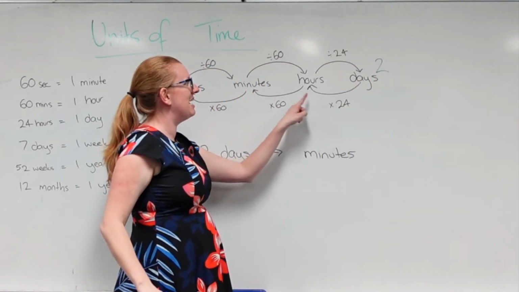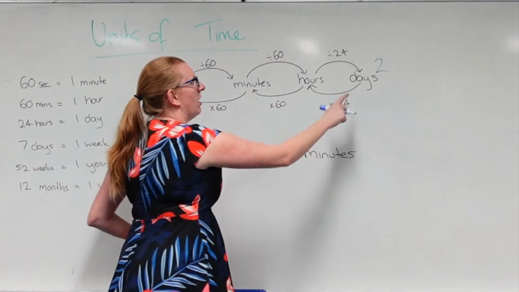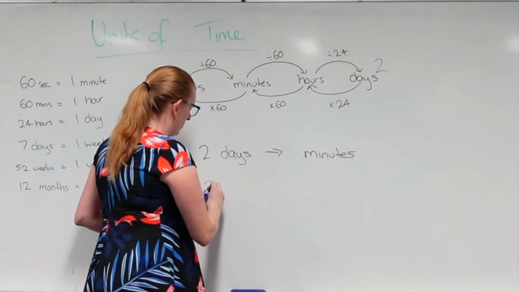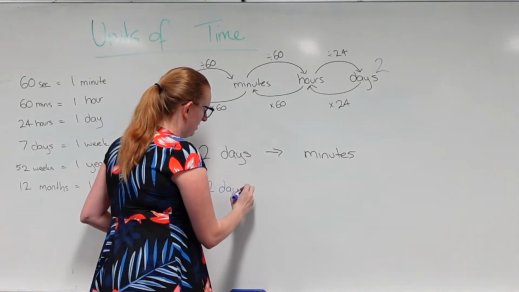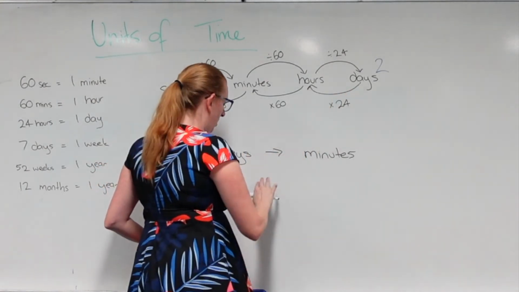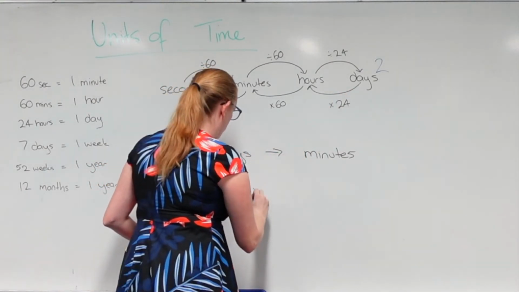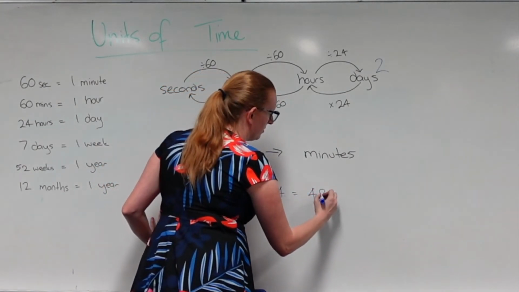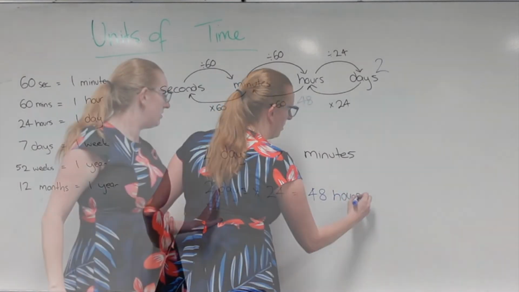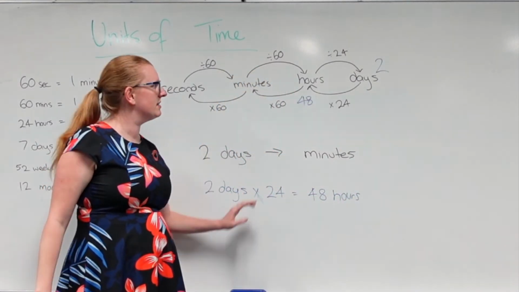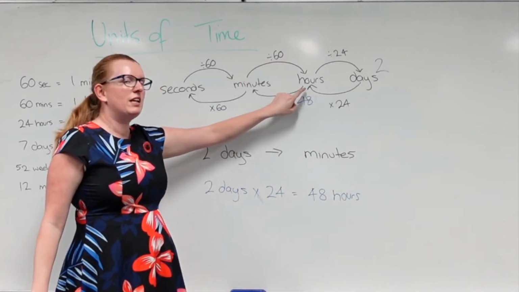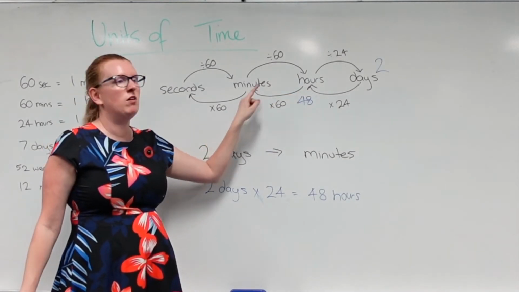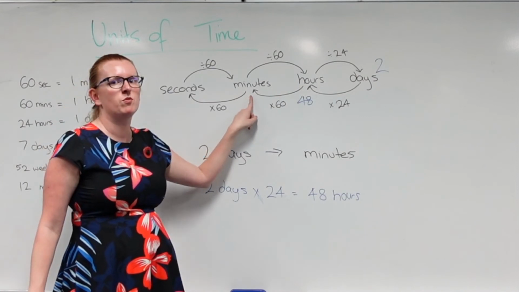So to go to hours, first of all, I need to multiply by 24. Okay, so 2 days, I'm timesing by 24, gives me 48 hours. Okay, 48 hours in 2 days. So now I've got 48 hours up here, and I want to convert it to minutes. So now I'm going to be multiplying by 60.